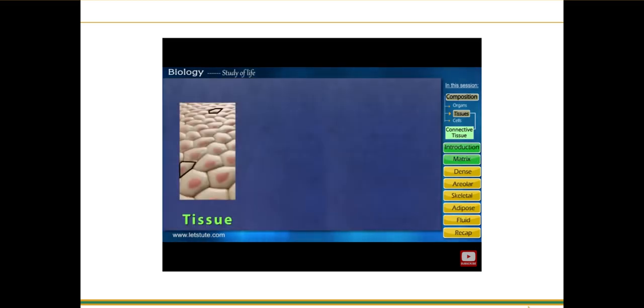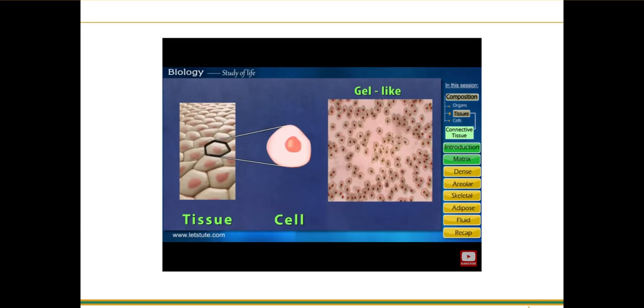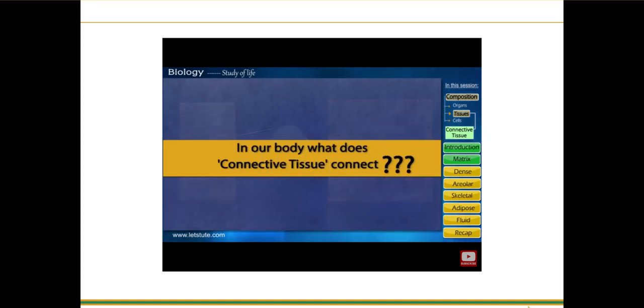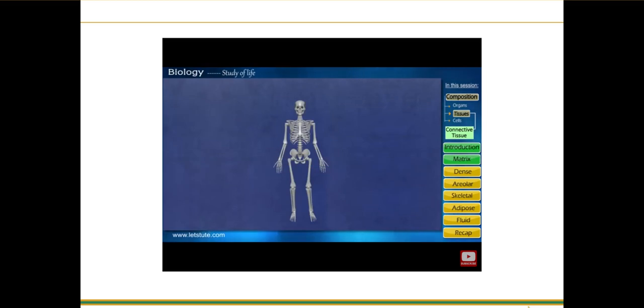As we know, a tissue is made up of cells, and the cells that make up this connective tissue are present in a gel-like substance called medium or matrix, which forms the main bulk of the connective tissue. Since it's a connective tissue, are you wondering in our body what does it connect? So to answer this, let's look at the human skeleton.